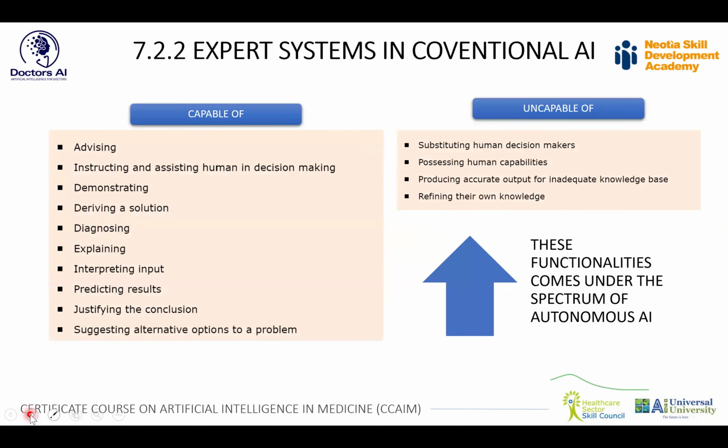So you understand that an expert system will be capable of advising, demonstrating, deriving a solution, diagnosing, explaining, predicting results, and justifying the conclusion, but it will not be fully capable of substituting human decision makers, possessing human capabilities, or refining their knowledge. Because these functionalities come under the spectrum of autonomous artificial intelligence, which has now evolved. But in the early days, we had expert systems, which are conventional artificial intelligence.